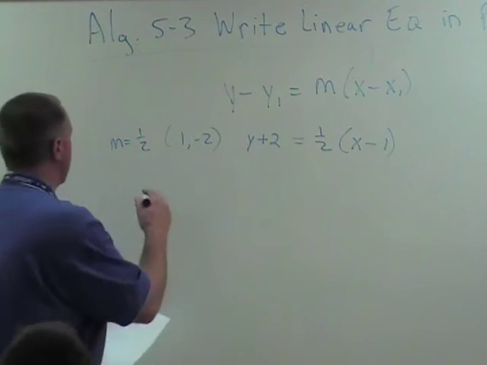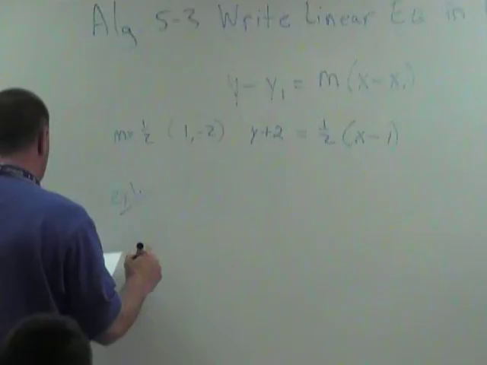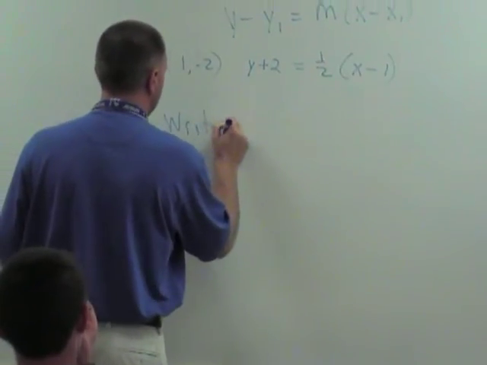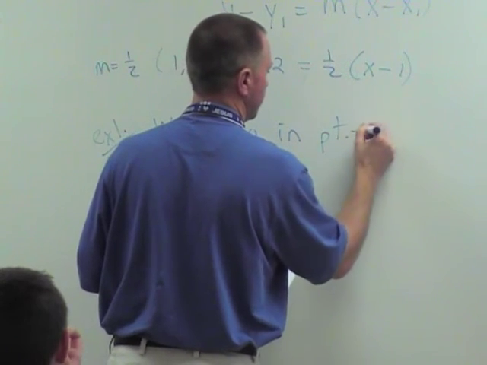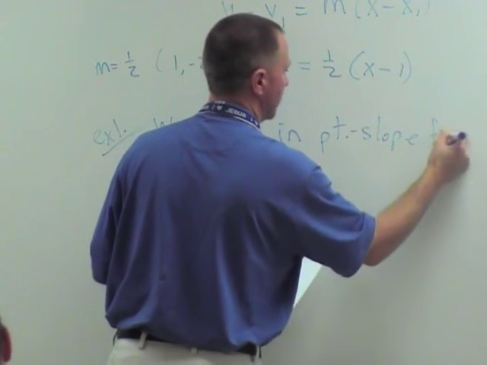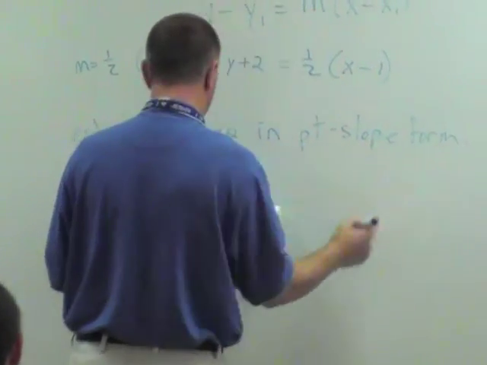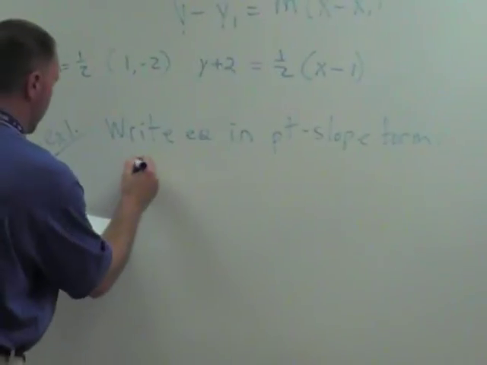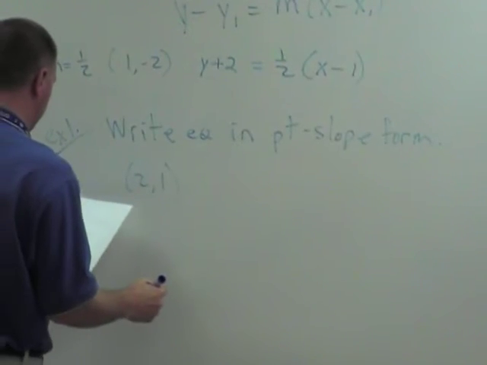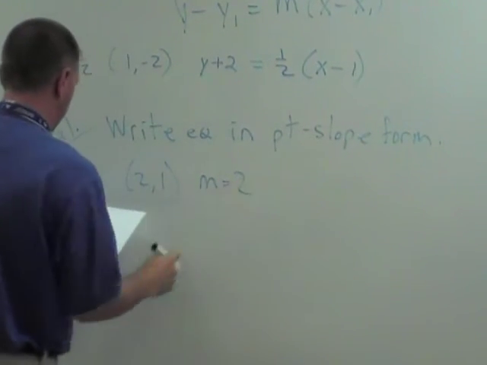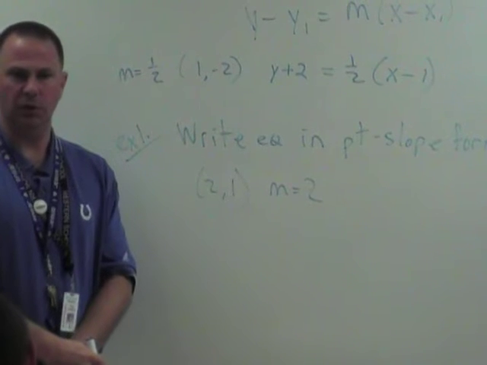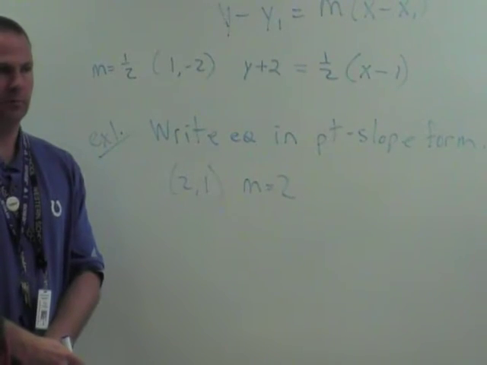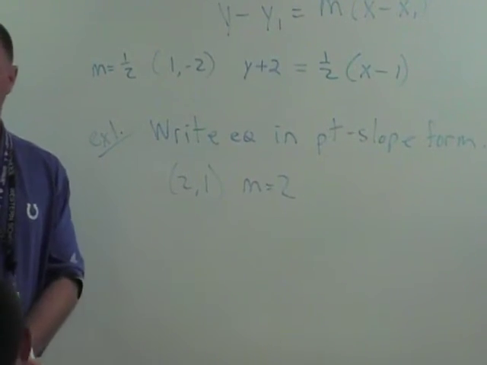So example 1. Let's make this a little more interesting. Here you go. Write the equation in point slope form. So I have 2, 1 as my point, and my slope is 2. Okay. I'm going to give you 2 examples to do on your own that I've shown you. See if you can do it. Follow the formula.